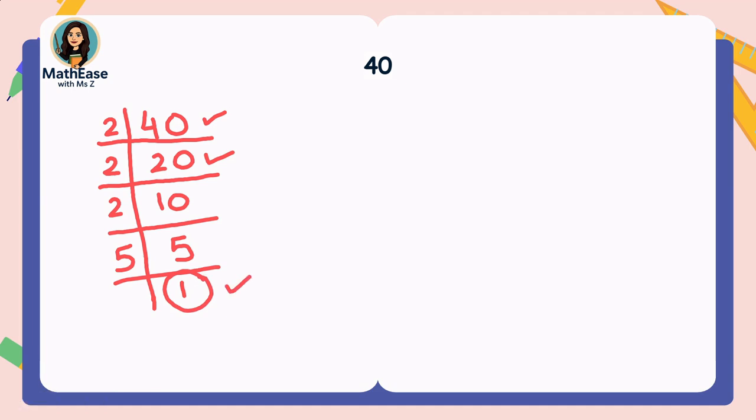Now that you've written down all the prime factors 40 can be divided by, it's time to write the number 40 as a product of its prime factors.